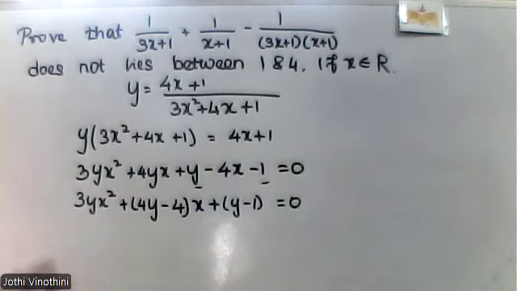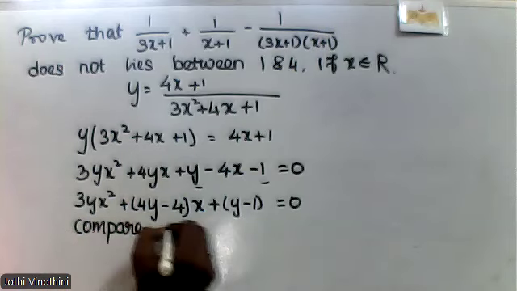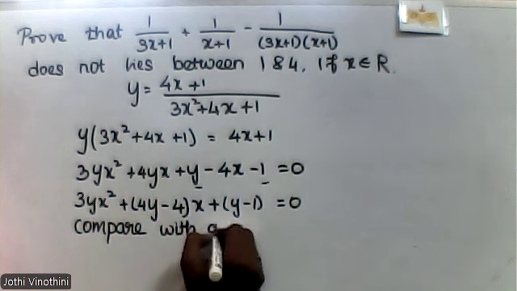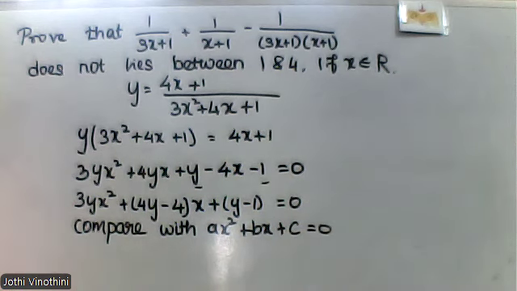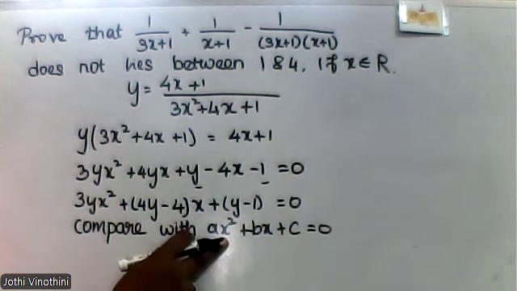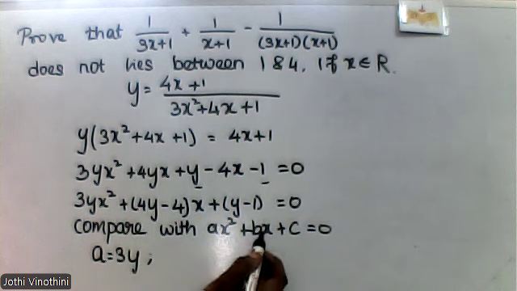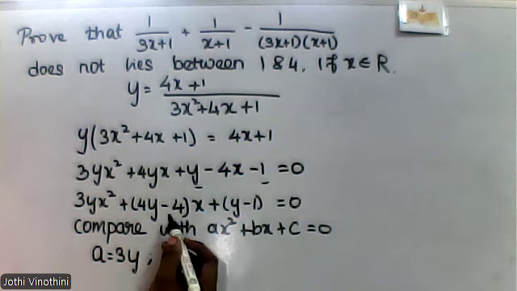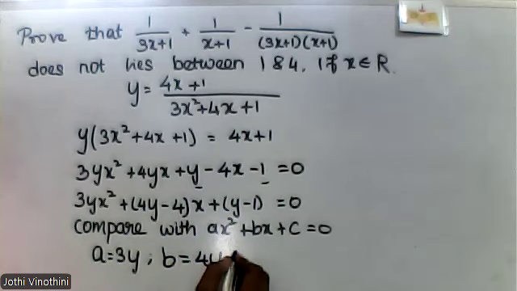So I am going to compare the above equation with ax squared plus bx plus c equals 0. See here, a is the coefficient of x squared. Here what is the coefficient of x squared? 3y. So I can write a equals 3y. Similarly, b is the coefficient of x. What is the coefficient of x here? 4y minus 4. So I can write b equals 4y minus 4. See the constant here.